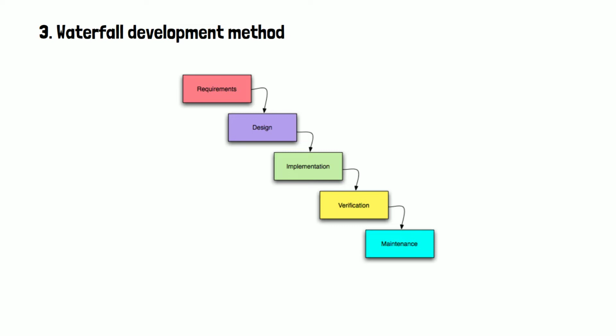Each phase must be 100% complete before the next phase can start. There's usually no process for going back to modify the project or direction.